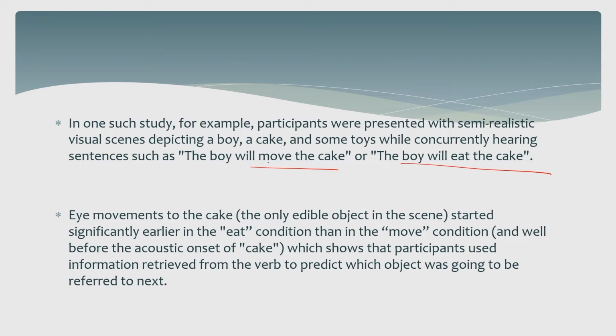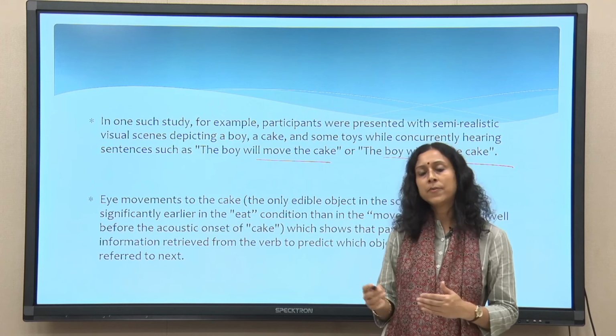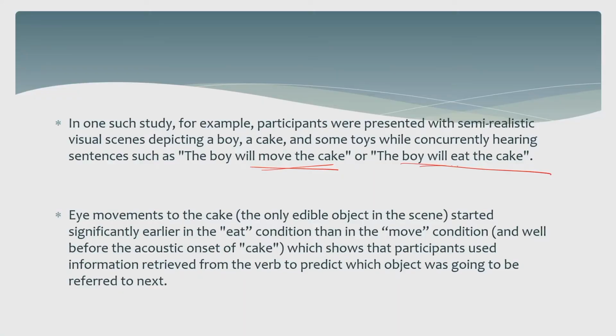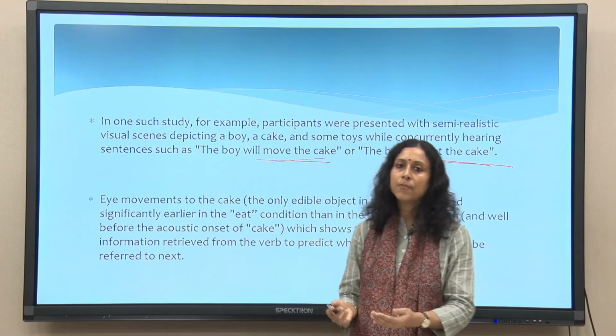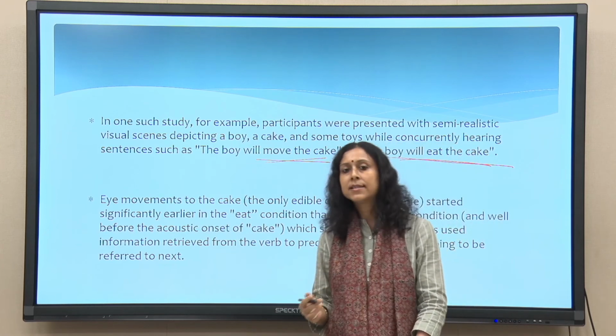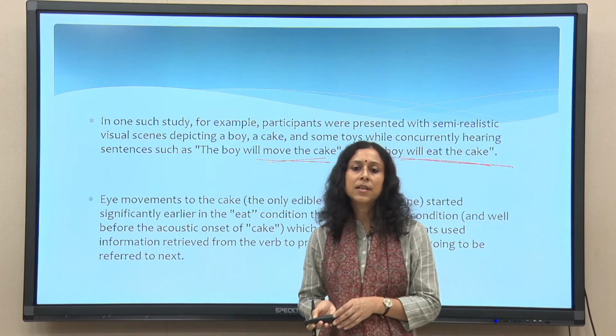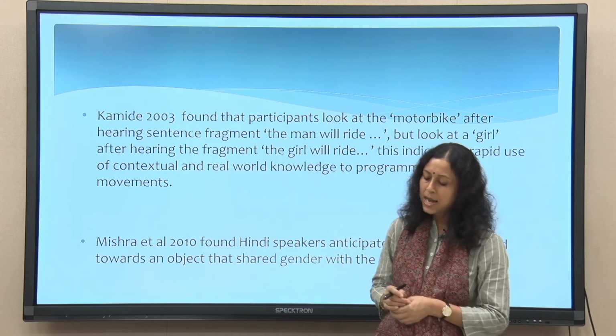So, these are the two different kinds of sentence with respect to cake. Of course, there are many sentences. Each of these experiments uses a large stimulus set. When there is a cake, they will have move the cake versus eat the cake, and there are many other versions. In the case when they heard the word eat, the eyes quickly moved to the cake much before the word cake was actually heard. But this did not happen when they heard the word move, because toys are also movable and so on. But when it is eat, the only edible object on the screen was the cake. So, the eyes will move. This is predictive processing, the anticipatory eye movement.